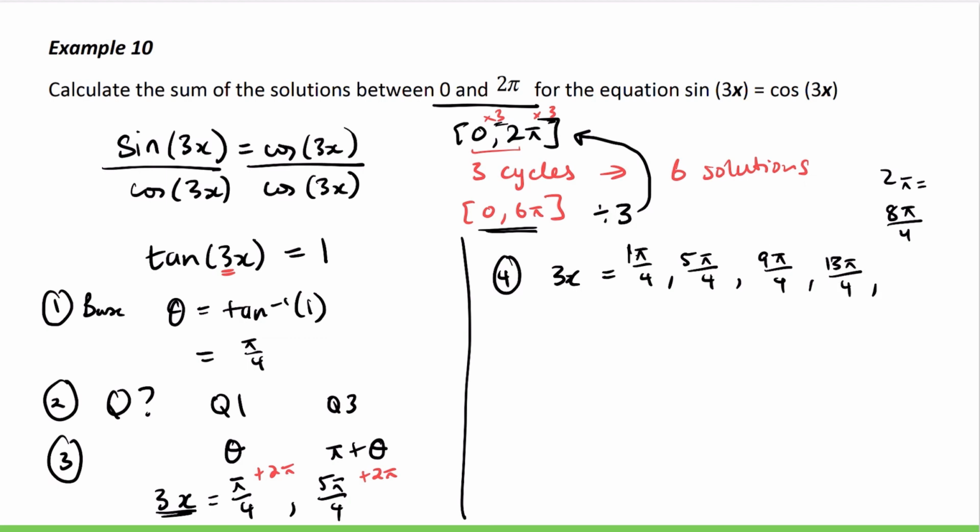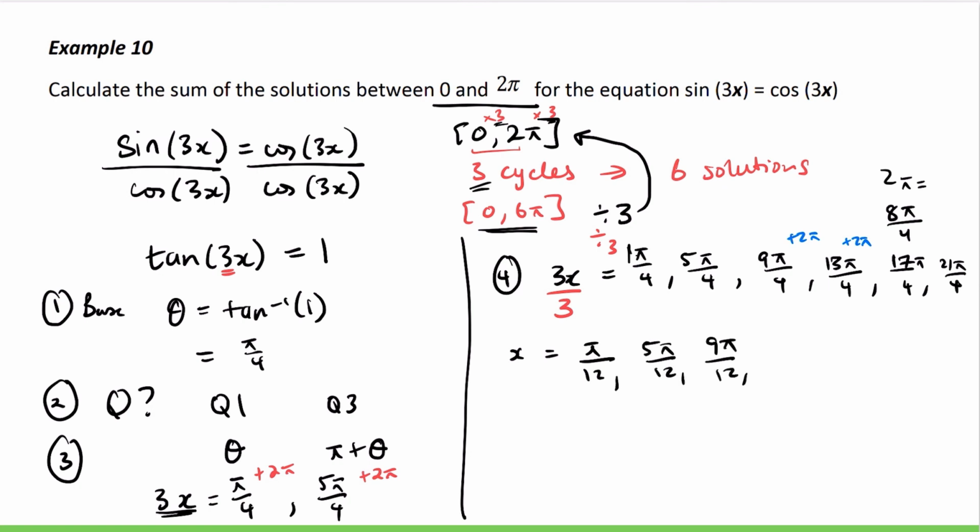And I still need to go 2 more. Remember, I need 3 cycles. So I'm going to add 2 pi again here. So 9 plus 8 is 17 pi on 4, and 13 plus 8 is 21 pi on 4. Now, I know these numbers seem really large, but all I need to do now is divide everything by 3. So I'll get x is equal to pi on 12, 5 pi on 12, 9 pi on 12, 13 pi on 12, 17 pi on 12, 21 pi on 12.